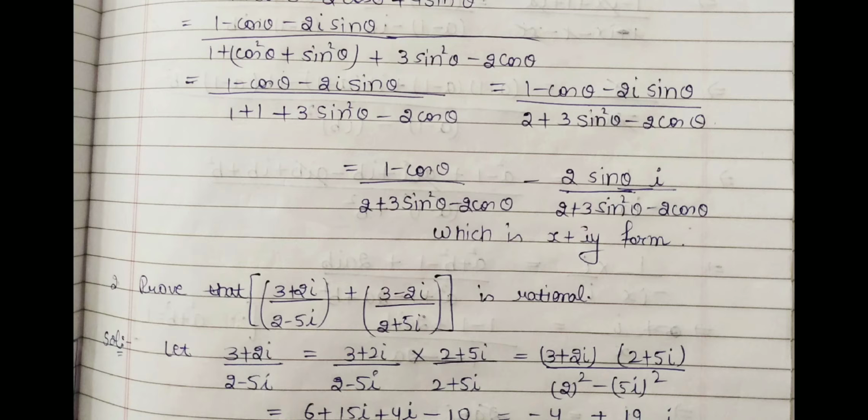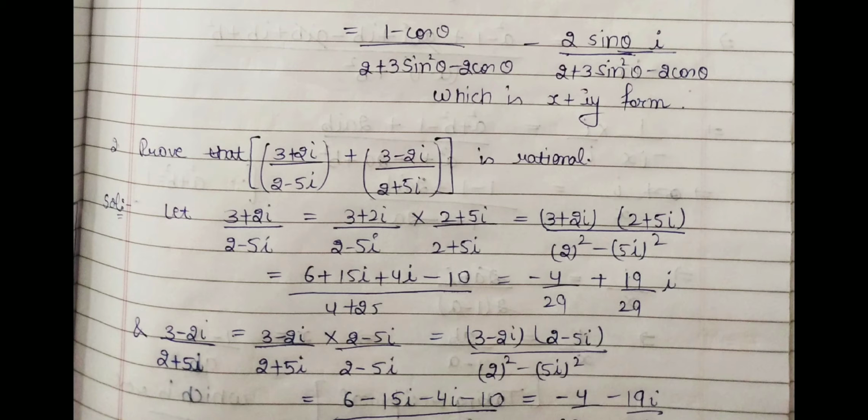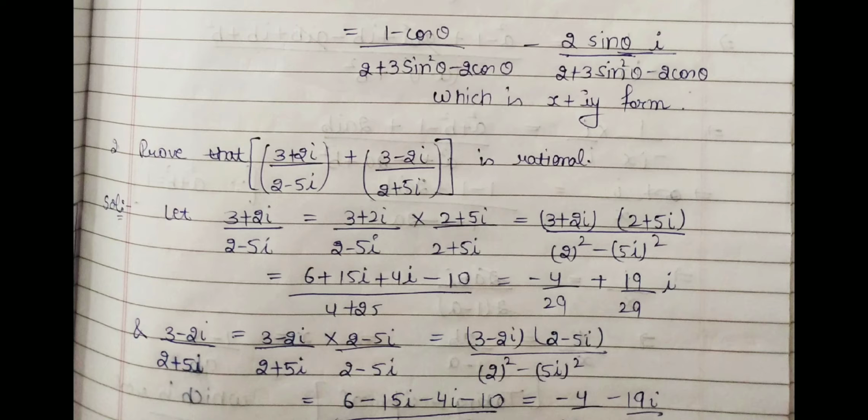Now, in the next example, we are given a problem and we have to prove it is rational. Rational means p by q form. For this, we have two parts. We will solve them one by one. 3 plus 2 iota upon 2 minus 5 iota. For making the denominator real, we will do rationalization. Now we will multiply and divide by the conjugate of the denominator, which means we will multiply by 2 plus 5 iota divided by 2 plus 5 iota. And we will do the calculations.